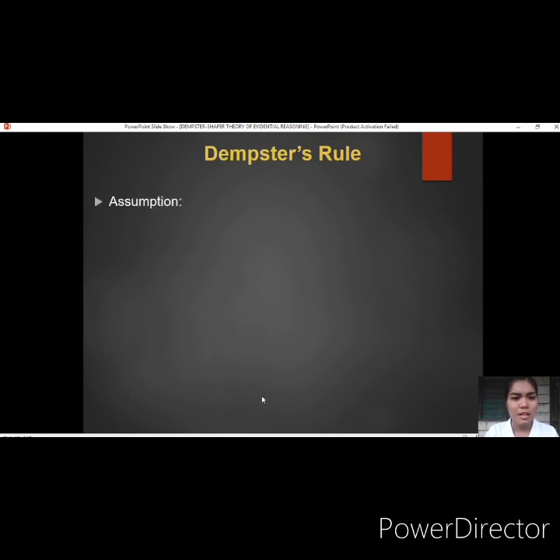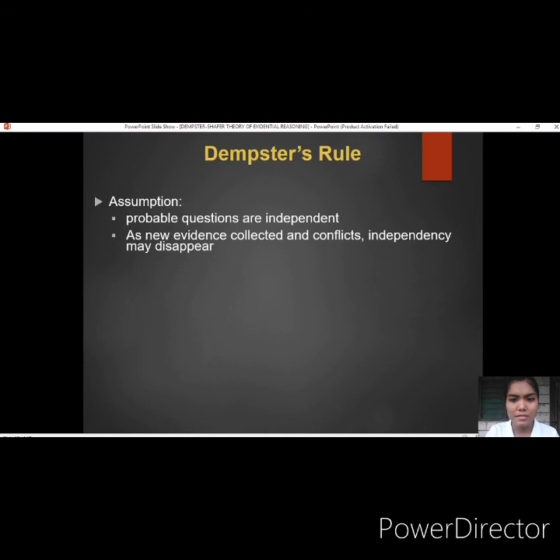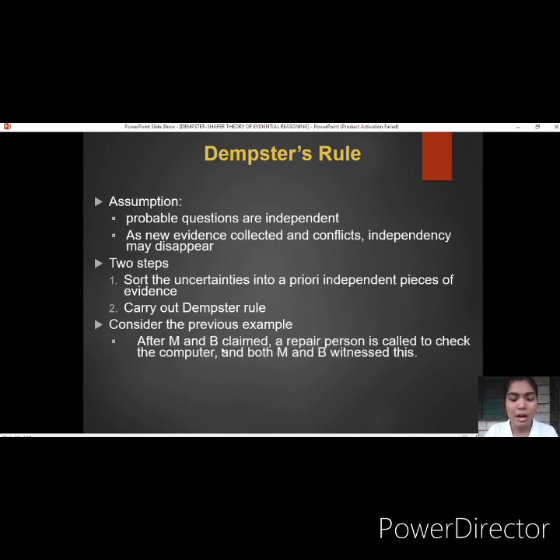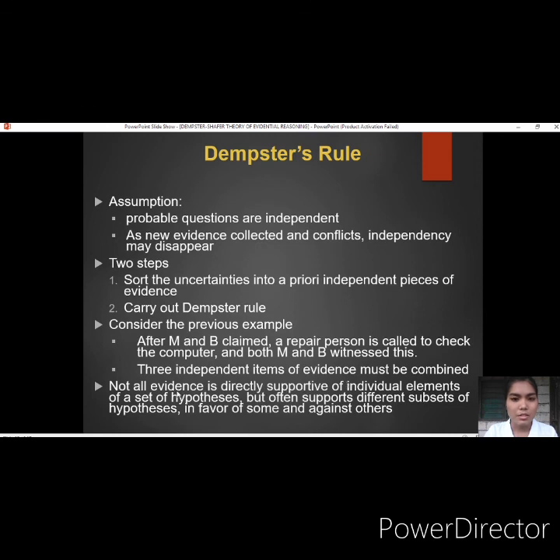Dempster's rule. First assumption: probable questions are independent. As new evidence is collected and conflicts arise, independence may disappear. The two steps are: first, sort the uncertainties into a priori independent pieces of evidence, then carry out Dempster's rule. Consider the previous example. After M and B claim, a repair person is called to check the computer and both M and B witness this. So three independent items of evidence must be combined. Not all evidence is directly supportive of individual elements of a set of hypotheses, but often supports different subsets of hypotheses, in favor of some and against others.